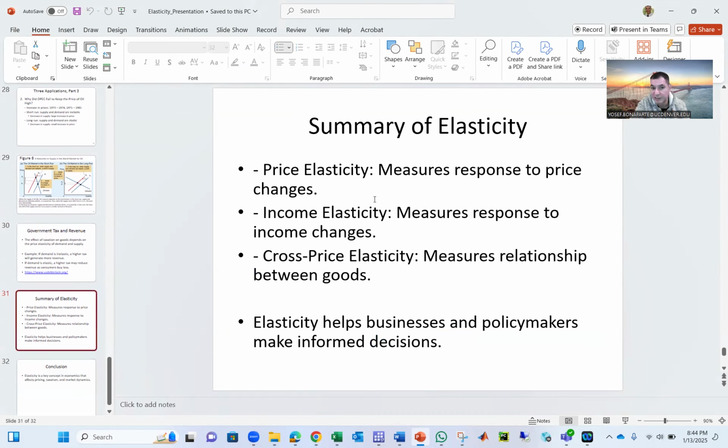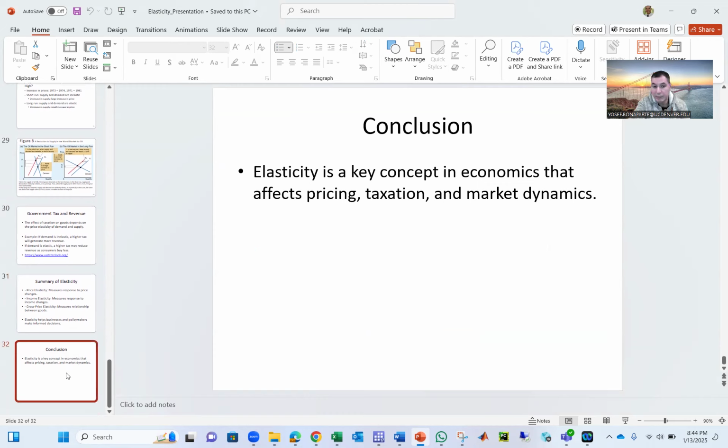I'm done, but here's a summary for elasticity. Price elasticity measures the response to price changes. Income elasticity measures the response to income changes. Elasticity helps business and policymakers make informed decisions. As for government, elasticity is a key concept in economics that affects price, taxation and market dynamics.